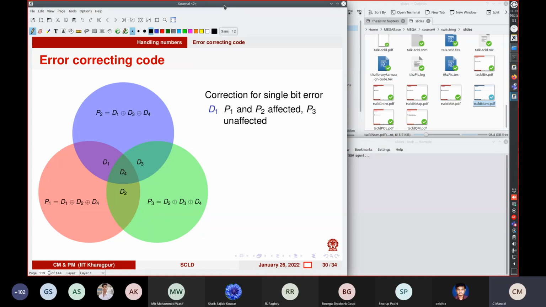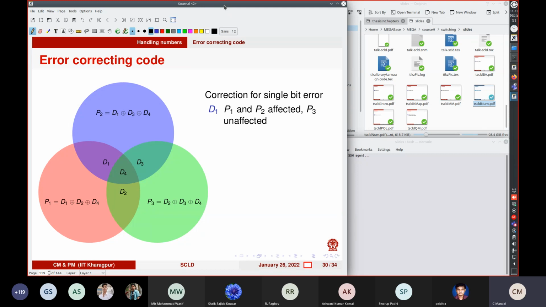As you can see, D1 affects P1 and P2, because P1 and P2 depend on D1. So if there is an error in D1, we are assuming that there is only a single bit error. We want to correct a single bit error.